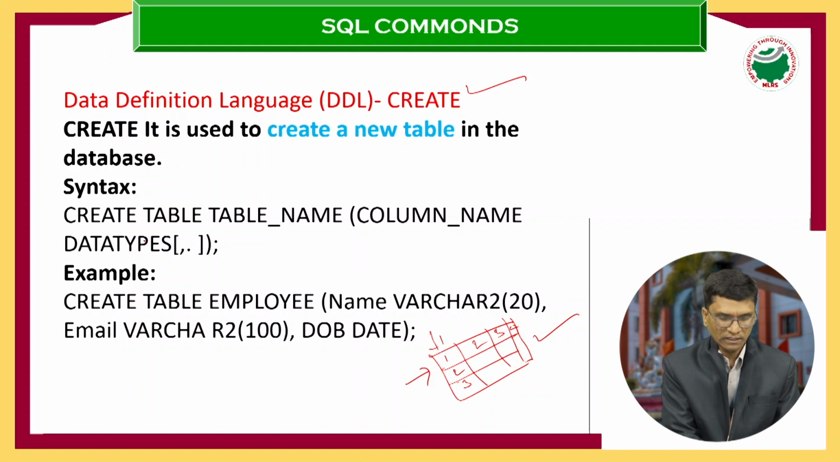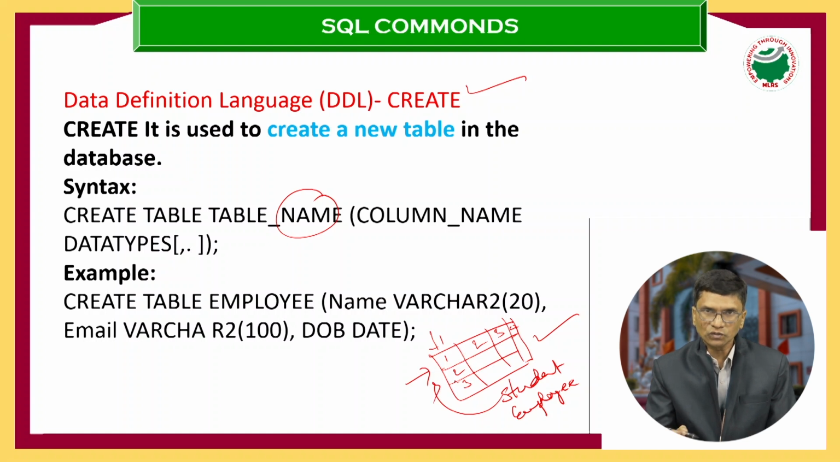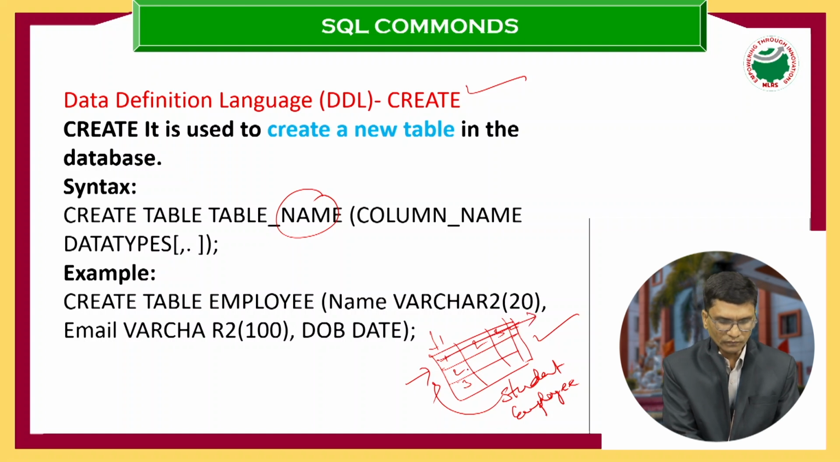The syntax for create table is: create table, then the table name. The table name is whatever table we are creating. It may be a student table or employee table or any other thing. If you take a student table, a student database generally consists of an ID number, or we can call it a roll number, name, age, gender, marks, grade, and so on. So create table name, column name, data type.